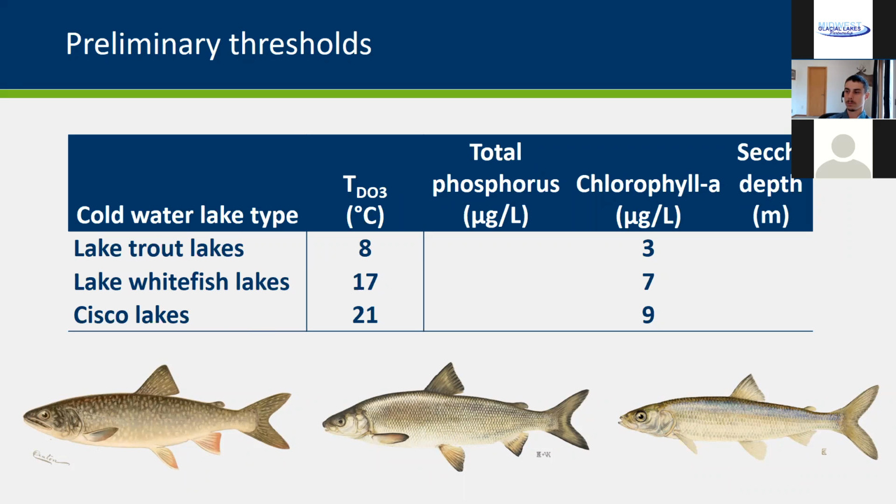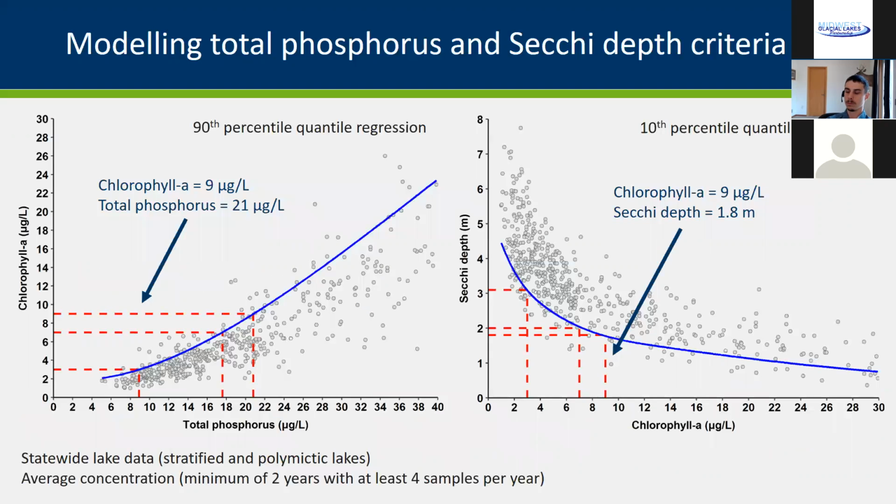And the other thing is it fits in with our existing framework, which has that suite of total phosphorus, chlorophyll-a, and Secchi depth. Now, of course, right here, I don't have total phosphorus or Secchi depth, but we can model those from some statewide data sets that we have to determine what's the total phosphorus that we need to target in order to hit that chlorophyll-a target. So these are 90th percentile quantile regressions for these statewide data sets. We can interpolate, for example, if we want to maintain 9 micrograms per liter in a lake, we interpolate that to about 21 micrograms per liter total phosphorus. It's not that different from the 25 that Derek was talking about.